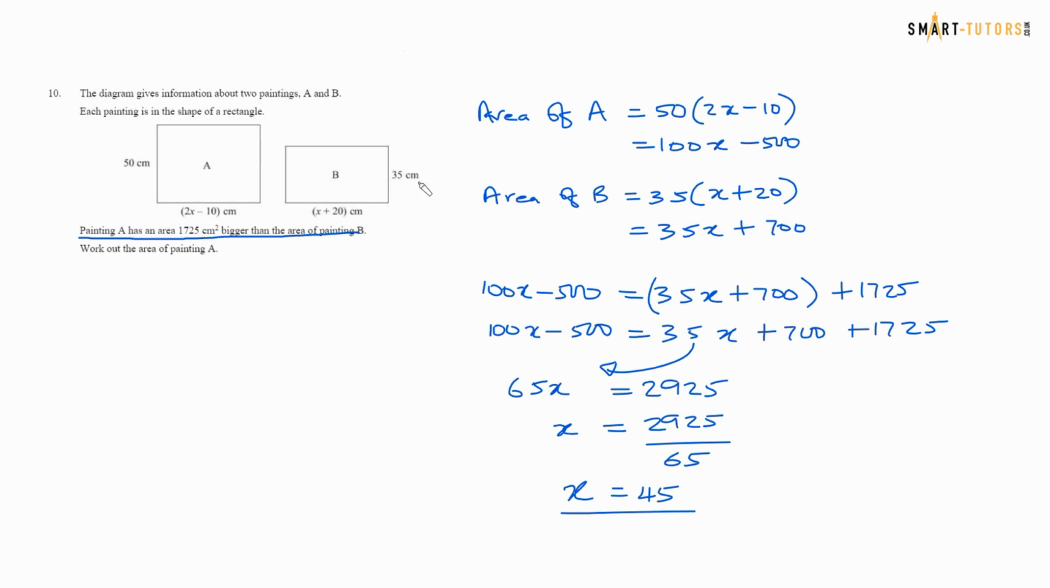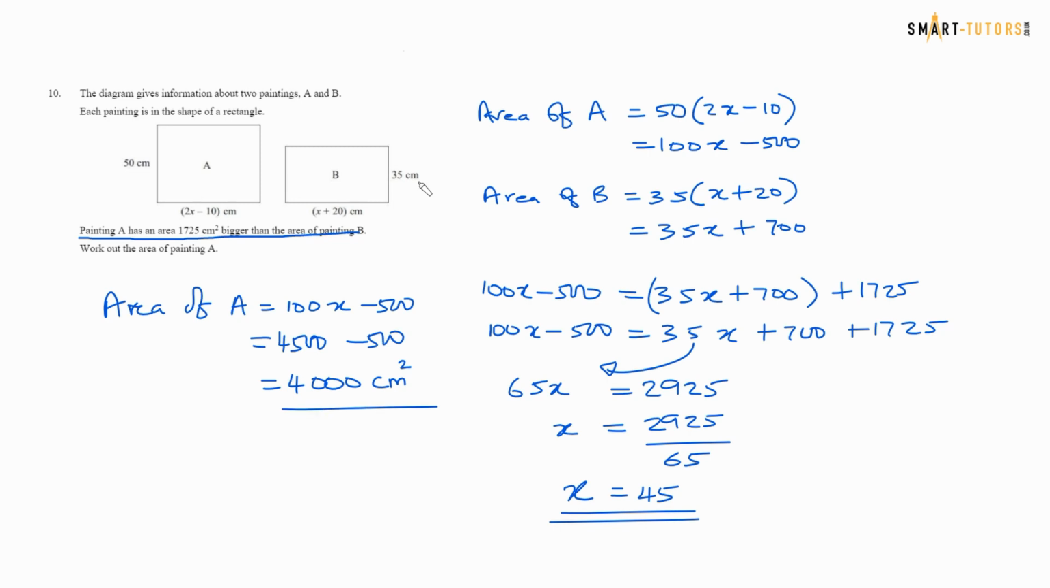So now they are asking, work out the area of the painting A. The area of A we already calculated is 100x minus 500. So 100 times 45, so 4500 minus 500, which is 4000 centimeters squared.